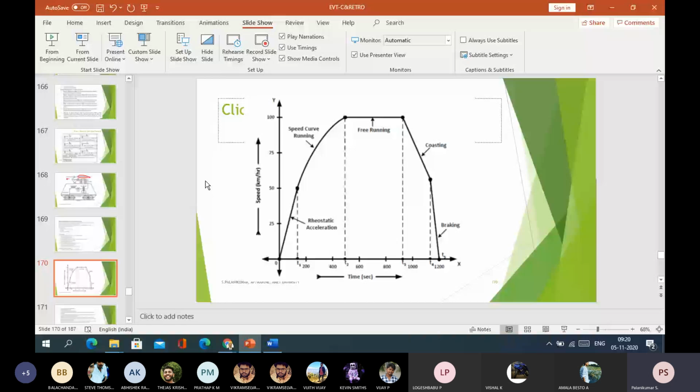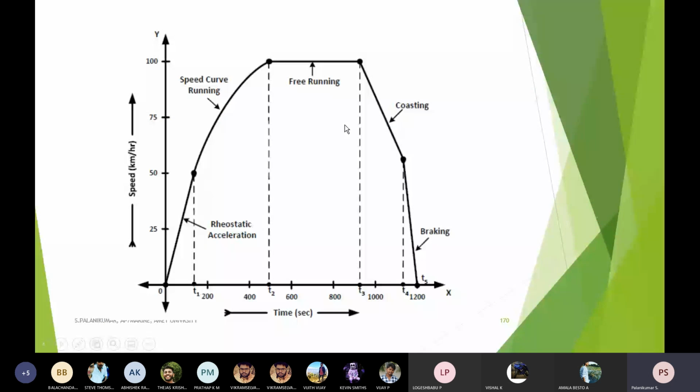So, you can see that all four speed-time curve sections are coming here. Acceleration is there. Free running or constant speed is there. Then coasting is there. Here retardation or braking also is there. So this is the graph for the main line.